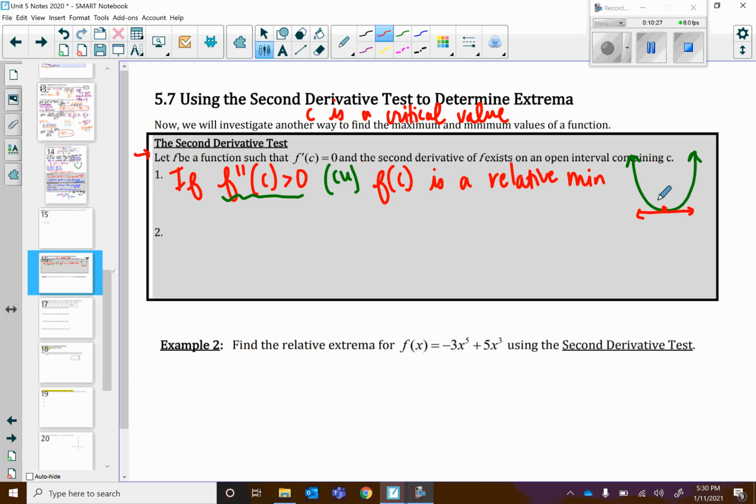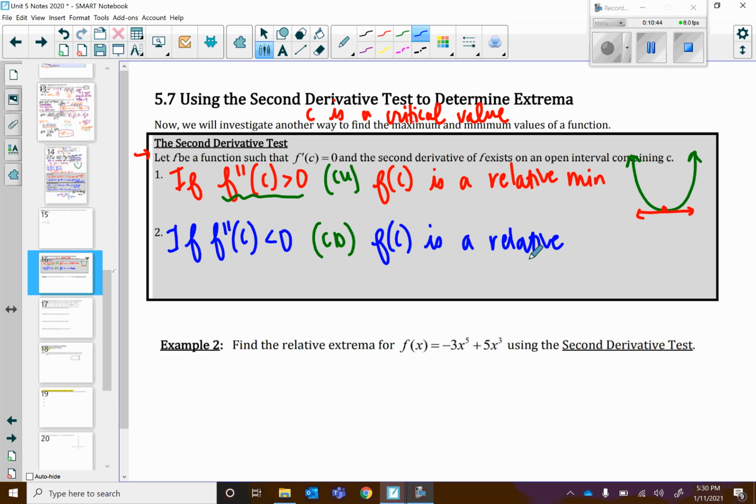On the flip side, if our second derivative at that value c is less than 0, this means our function is concave down, then f of c will be a relative maximum. Concave down, and I already knew that this value of c is a critical value. The derivative is 0 at that point.